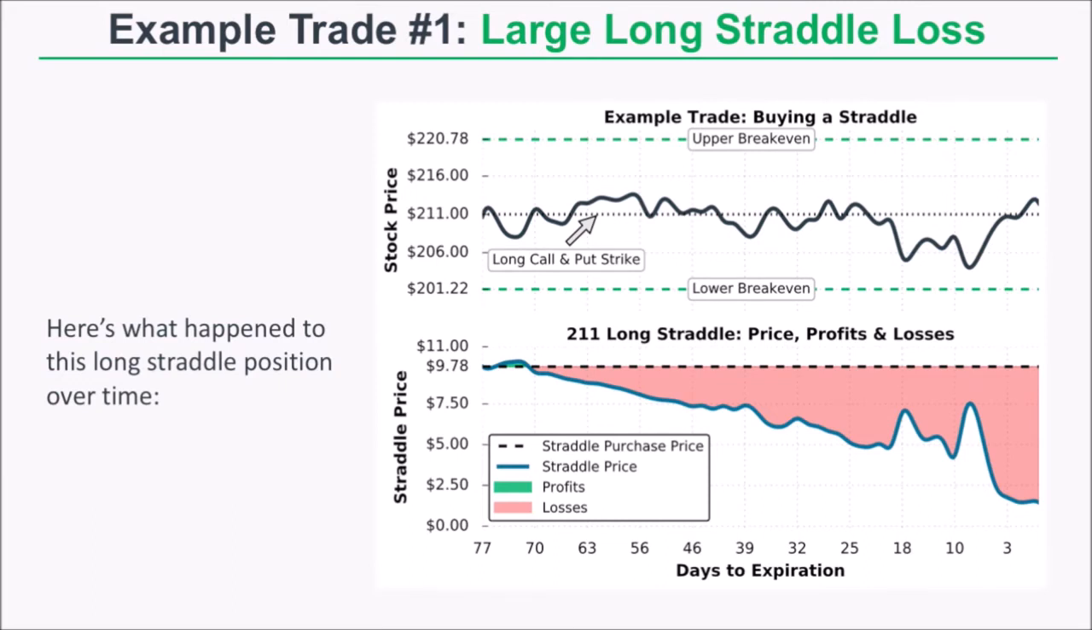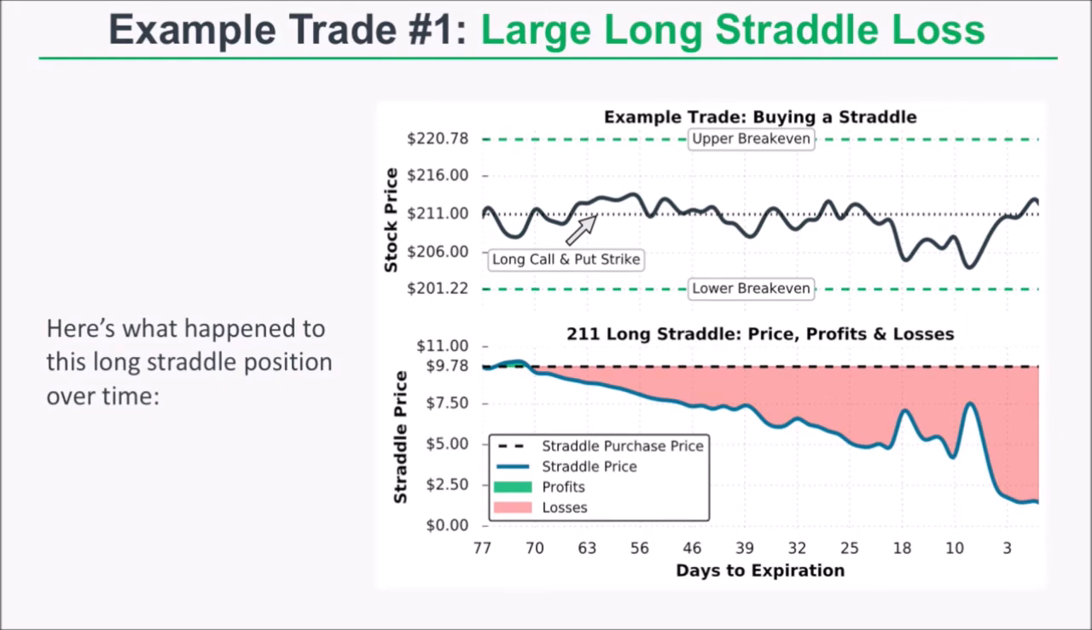So in this example, we can see that the stock price remains right around our strike price of $211 over the entire 77-day period. Now on the bottom part of the graph, we can see that the straddle's price steadily loses value. Now that's from that negative theta that we talked about. So as the stock price remains around $211 as time passes, the $211 call and the $211 put are losing extrinsic value, and that leads to a cheaper and cheaper straddle price, which leads to losses for us.